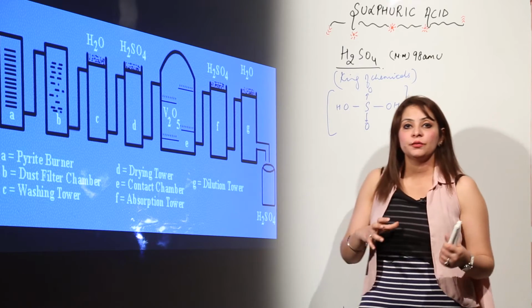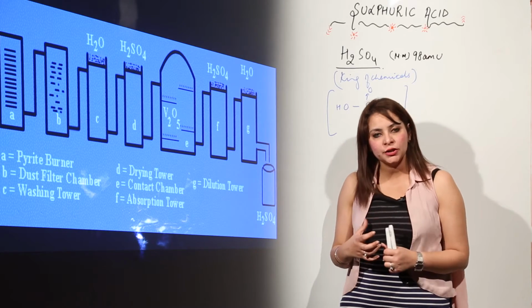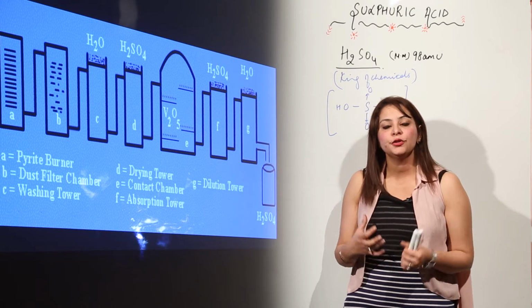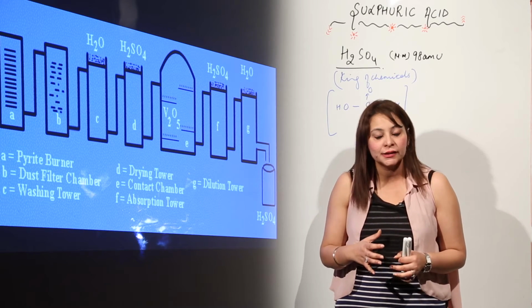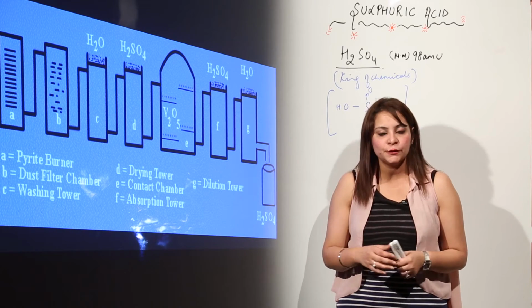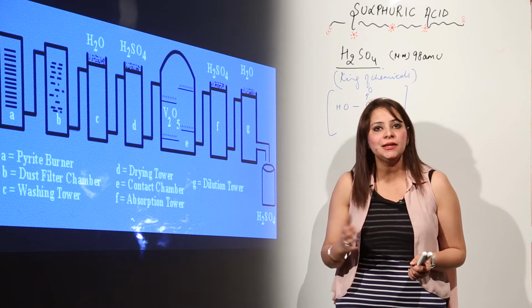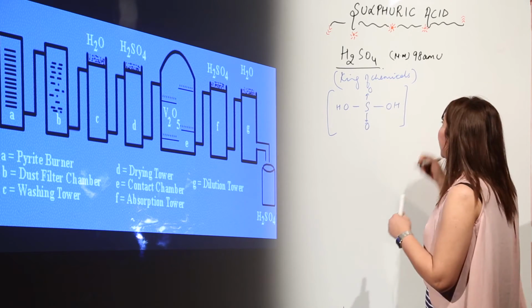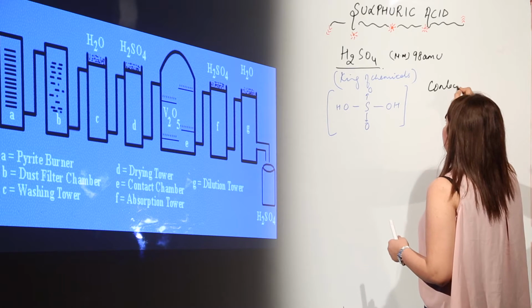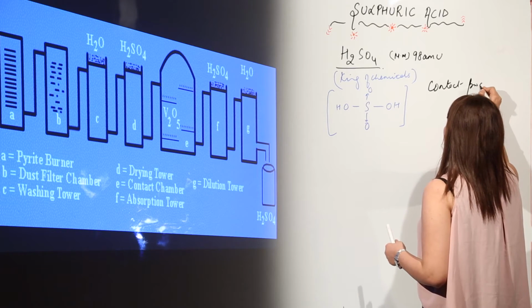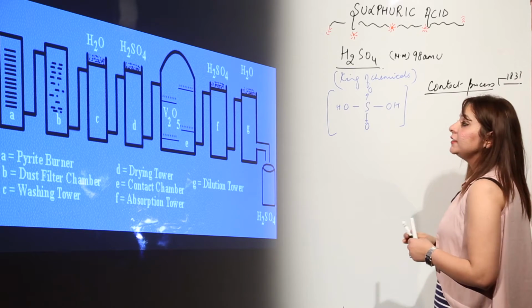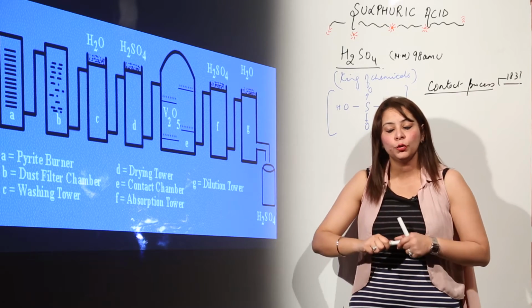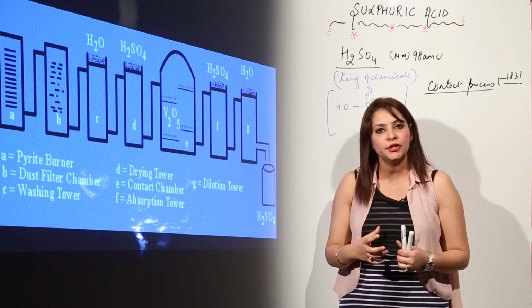Now we are going to start with its preparation. Before we start, you should know that there are many processes by which we can prepare sulfuric acid, but the most popular process, which has been used since 1831, is the contact process. It was launched in 1831. So it is the most popular process for the production of sulfuric acid.